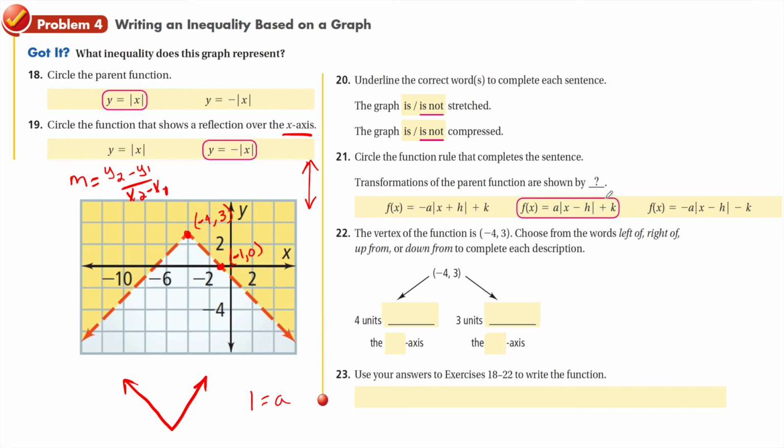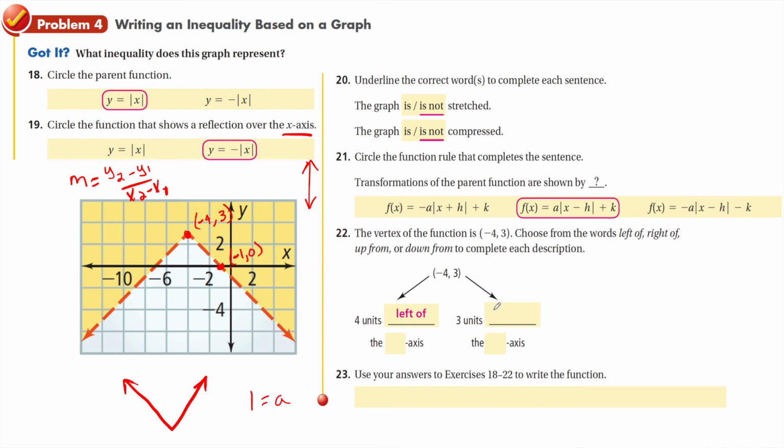The other thing is the k needs to be positive and the h needs to be negative. The vertex of the function is negative 4, 3. Choose from the words left of, right of, up from, or down from to complete each description. So the negative 4 will be 4 units left of the y-axis because we're going to the left. We're going left on the x-axis, 4 units.